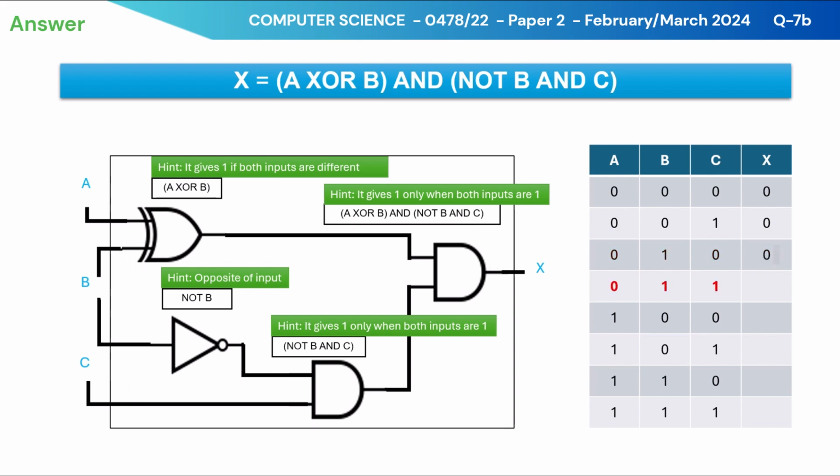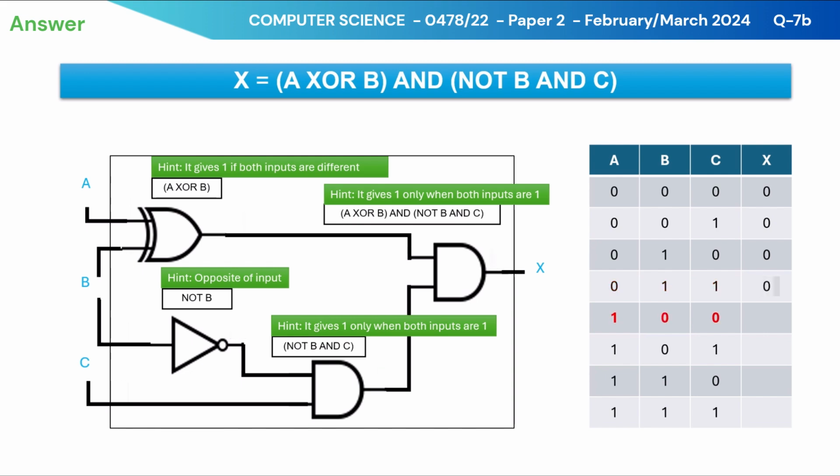Great. Let's move to the next set of inputs, where A is 0, B is 1 and C is 1. 0 XOR 1 will be 1. Then NOT 1 will be 0. Then 0 AND 1 will be 0. Lastly, 1 AND 0 will result in 0, which is the answer.